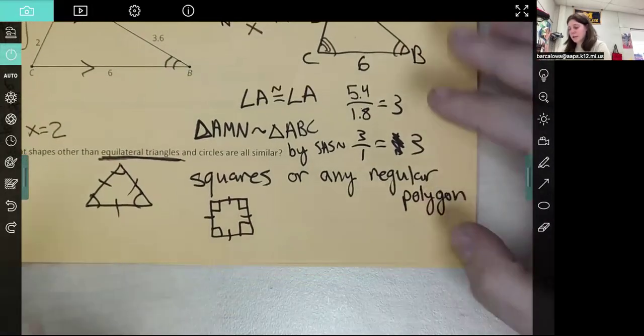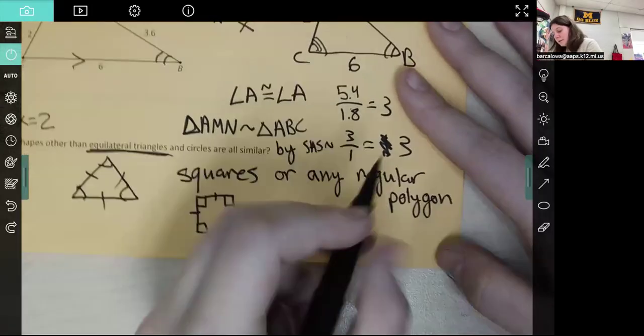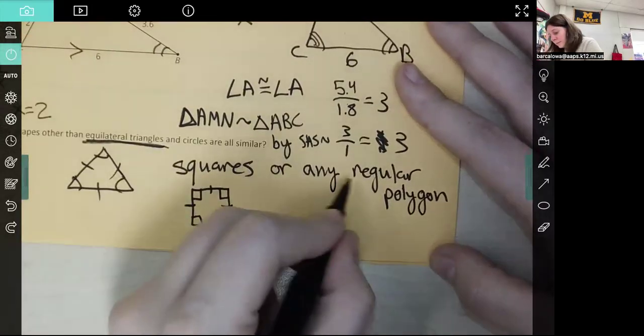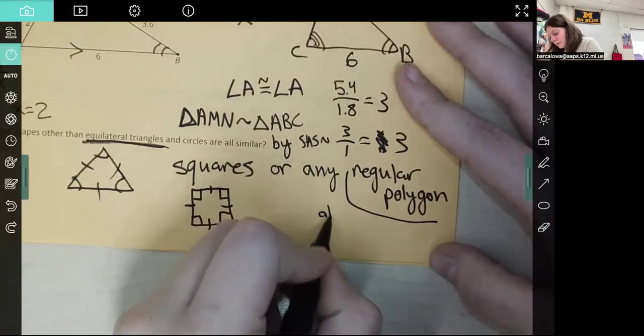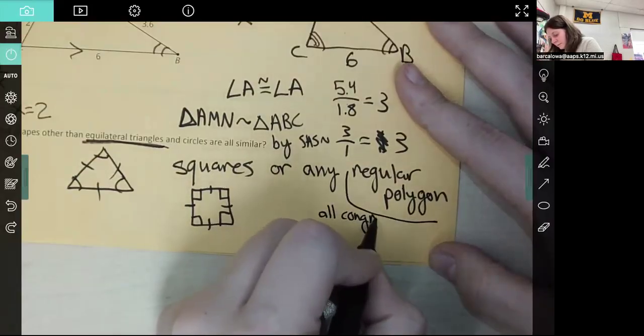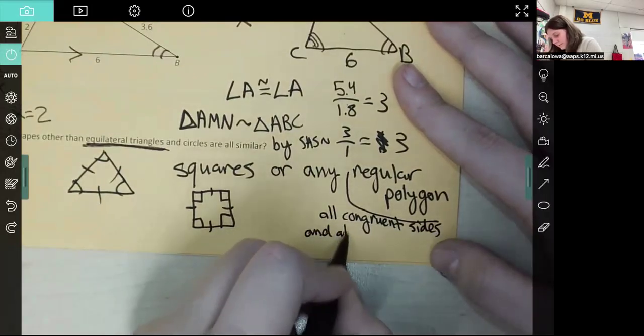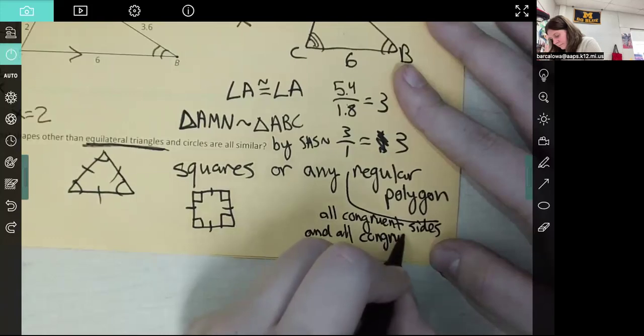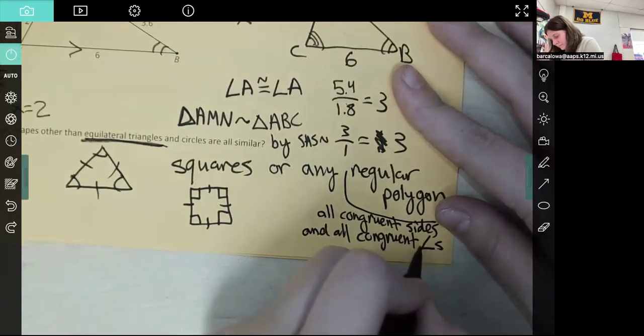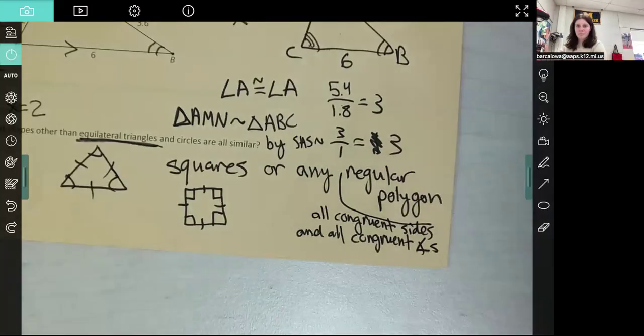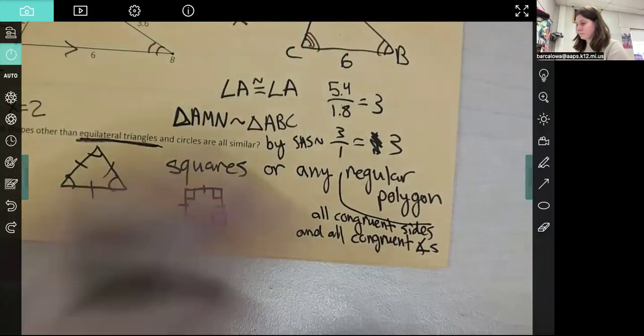Okay, regular polygon. That means exactly what I've been saying this whole time. That means all congruent sides and all congruent angles. I ran out of room to write the word angles. Okay, so just congruent sides are not enough. Just congruent angles are not enough. Cool? All right.